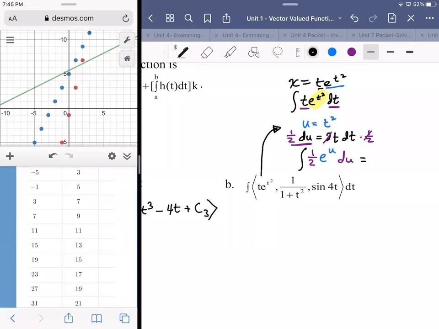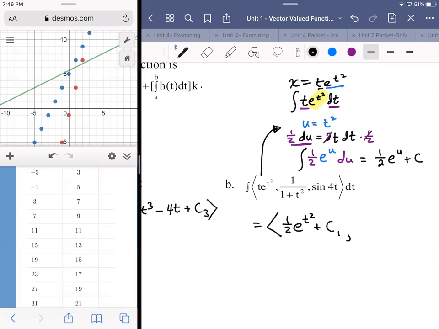1/2 e to the u du is what we would be integrating, which ends up being, by rule, 1/2 e to the u plus some integration constant that we would call c. That would be if it were an ordinary Calc 2 problem. However, it's part of a vector valued function. So I would say equals, so my first component is going to be 1/2 e to the t squared plus c sub 1, right? And you could check that out by differentiating, but I don't think you need to, right?